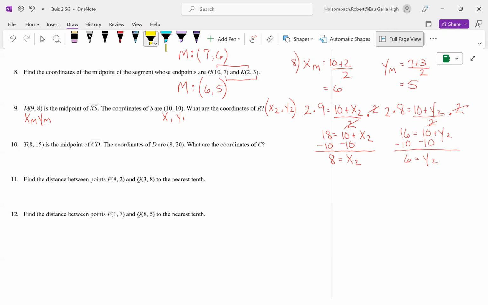So now we go back to where they asked for the coordinates of R, which was the other endpoint. And R is going to be located at 8, 6.